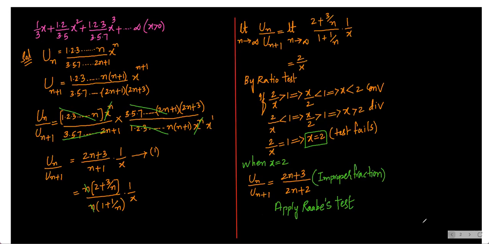So our next page will be un by un plus 1 value, it is equal to, we will also subtract 1. Minus 1 equals to, you can go to the previous page and see, this is 2n plus 3 by 2n plus 2.